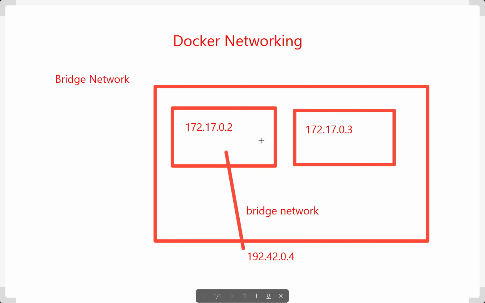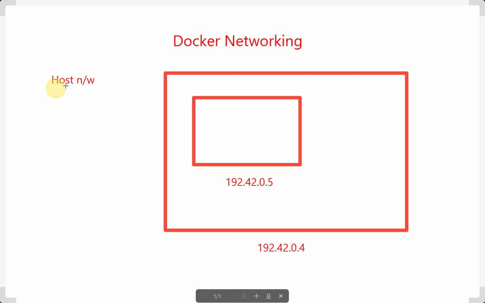And the communication between these two containers will happen via bridge network only. So bridge is the default network. And the second type is host network, and generally we don't use this network much.